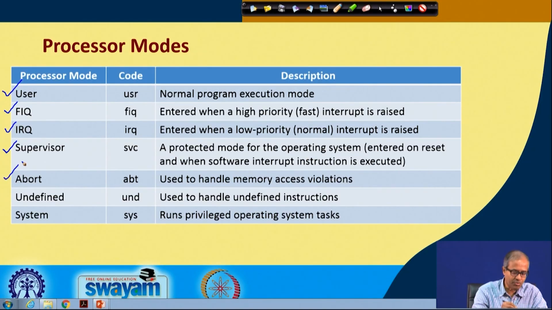And abort is a mode, again an optional mode for cases where you want to have memory protection, like you want to see that when a program is executing you are supposed to access only this region of memory. If accidentally your program tries to access any memory location beyond the permissible limits, this abort interrupt will be generated and the corresponding processor mode is called the abort mode. For handling memory access violations, the processor goes to the abort mode, right.